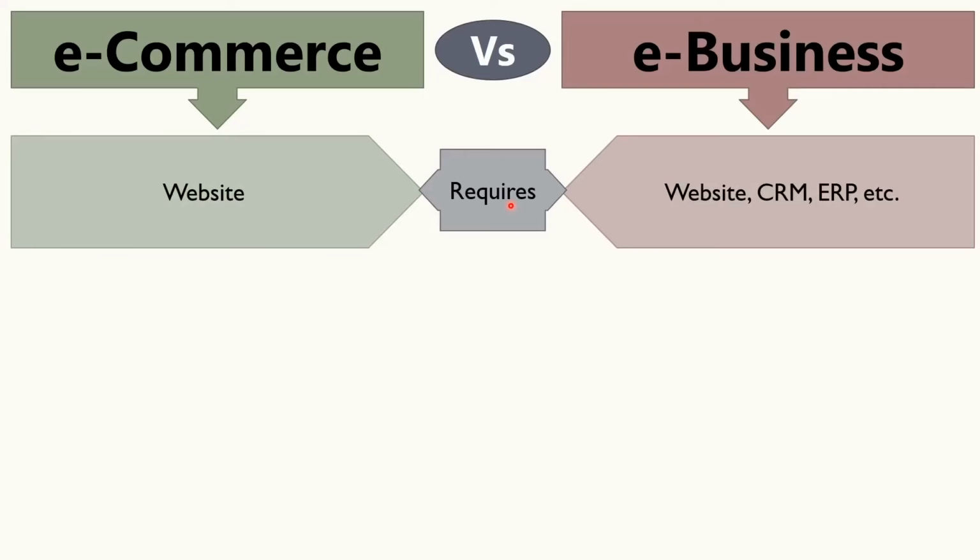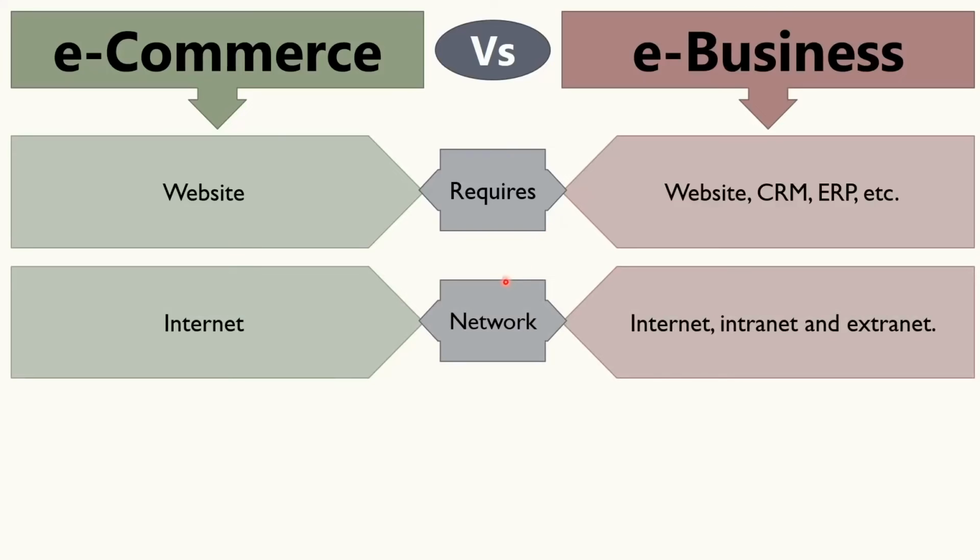The first and foremost requirement of e-commerce is a website to represent the company on the internet. Nowadays, mobile applications are also becoming an important requirement for e-commerce transactions to expand their reach. On the other hand, e-business requires a website and software packages like ERP, CRM, etc. for conducting business activities with the help of electronic devices.